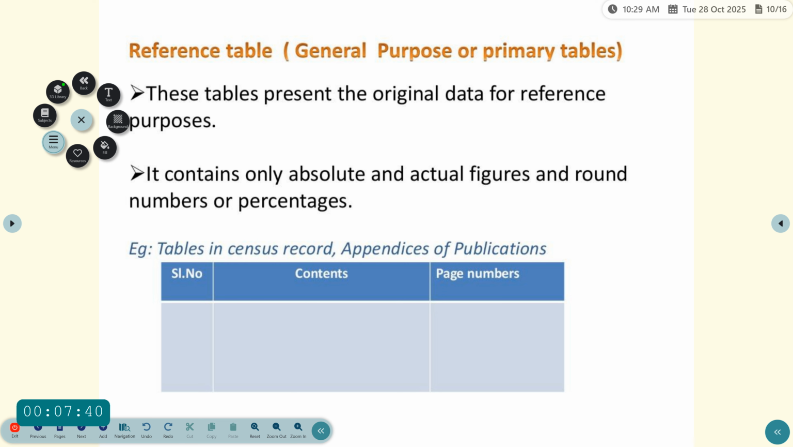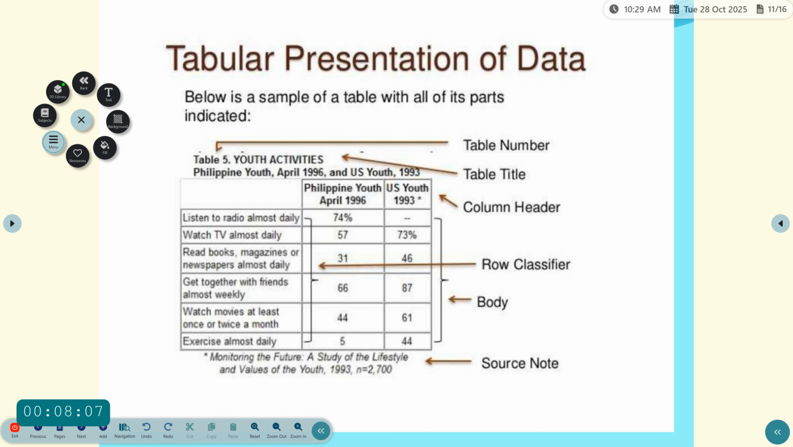Now, what is a reference table? If we are doing a project or submitting a thesis, we have to include some references at last. What are the sources from which we are taking the data? So that is called the reference table. This is also called a primary table. It contains only absolute and actual figures and round-up numbers or percentages. This is a simple format of a table: serial number, contents and page numbers.